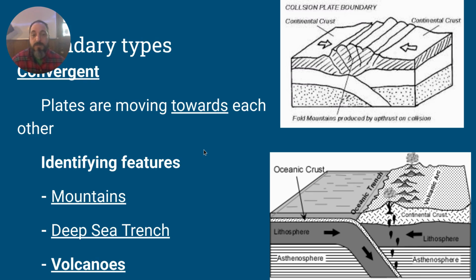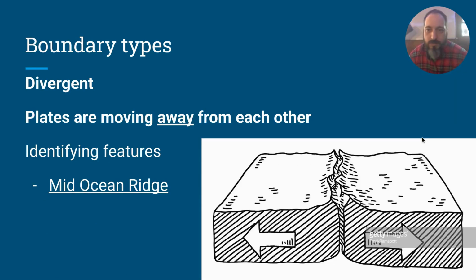Now, depending on what types of crust we're dealing with, we're going to have different things showing up at our convergent boundaries. In the case of a continental convergence, like up here, we're going to have mountain building. And in the case of oceanic and continental, we're going to have oceanic trenches and we're going to have volcanic arcs forming.